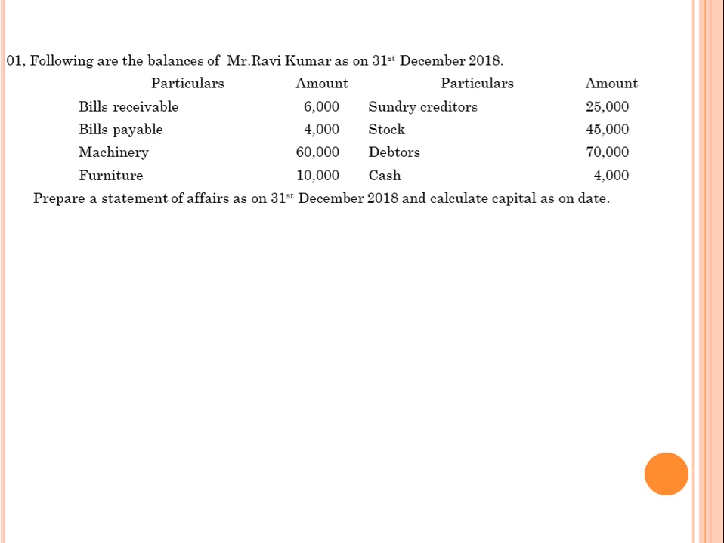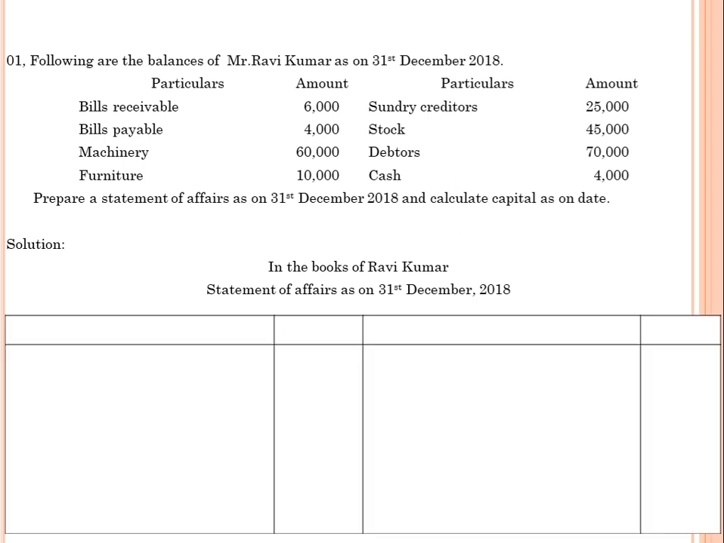Before we start the answer, check whether the given information is enough to find the closing capital. In this problem there are no adjustments. If adjustments are given, we incorporate all adjustments only at the closing capital. You know how to find the closing capital? With the help of the statement of affairs. Write down the heading like this: in the books of Ravi Kumar, statement of affairs as on 31st December 2018. Divide into 4 columns: liabilities, amount, assets, amount.